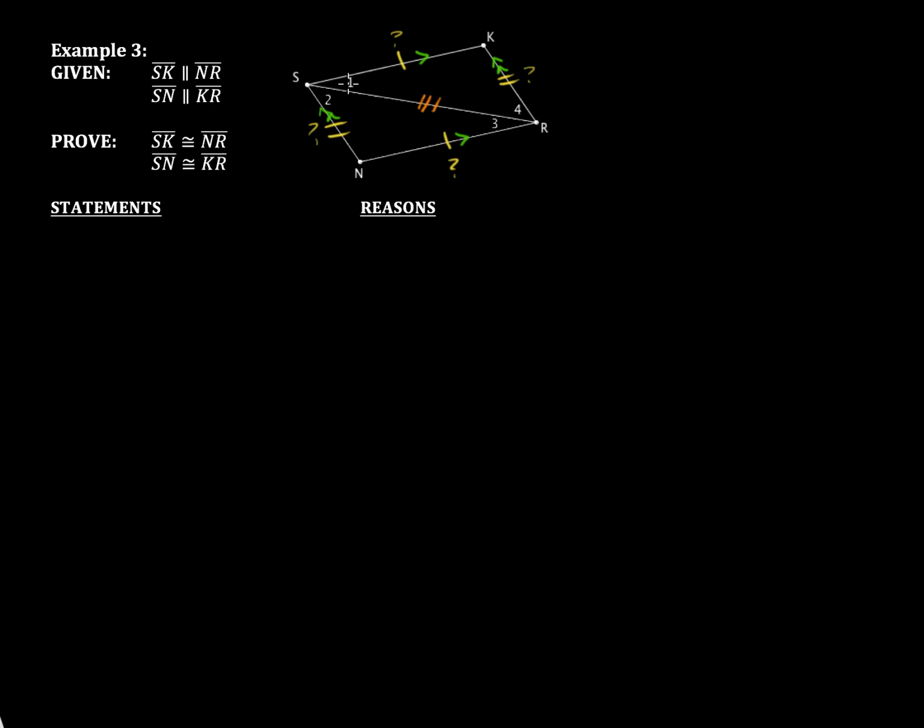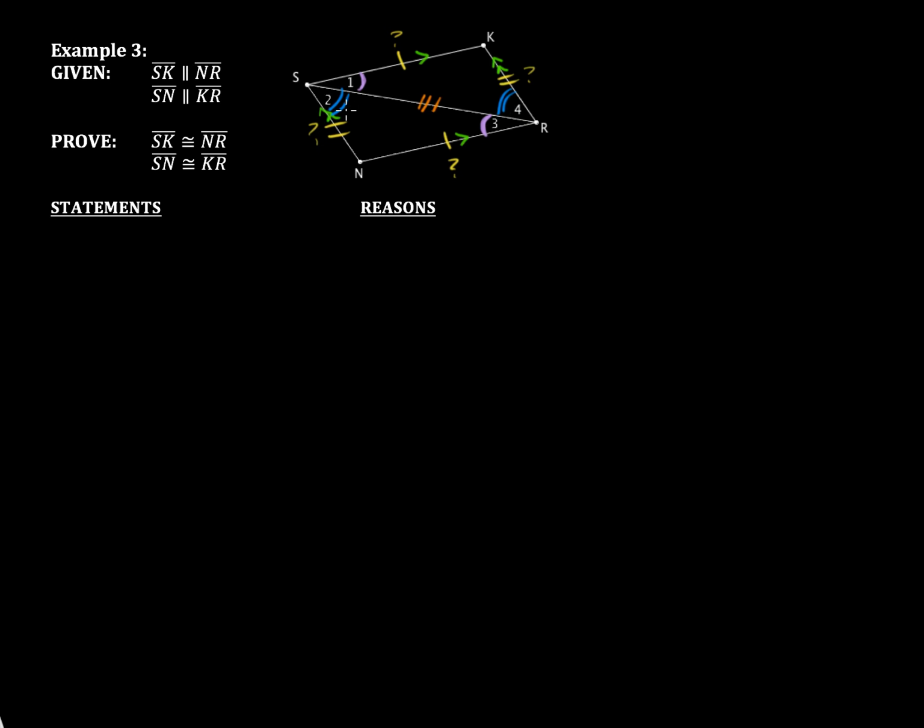But now, why is it important that these two lines are parallel? Well, because if SK is parallel to NR, and SR is my transversal, angle 1 and angle 3 are congruent alternate interior angles. And if SN is parallel to KR, and SR is my transversal, then angle 2 and angle 4 are congruent alternate interior angles. So now that would give me two pairs of angles, right?